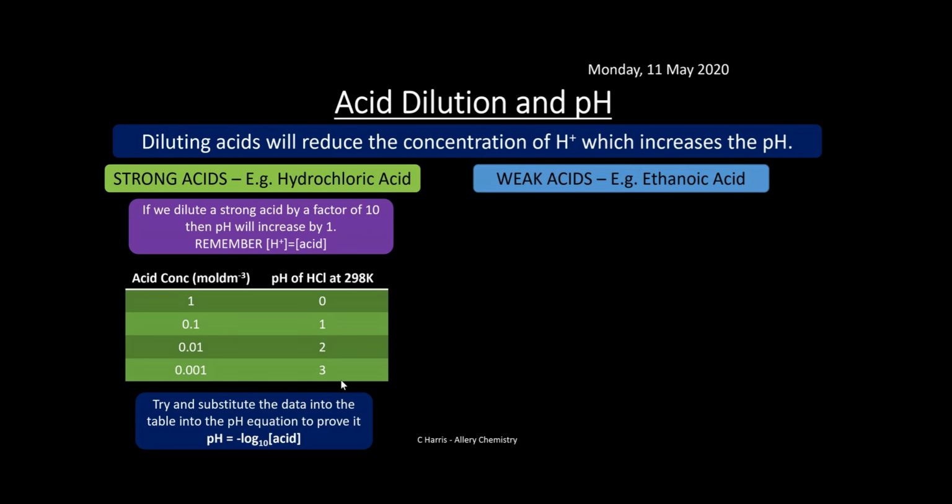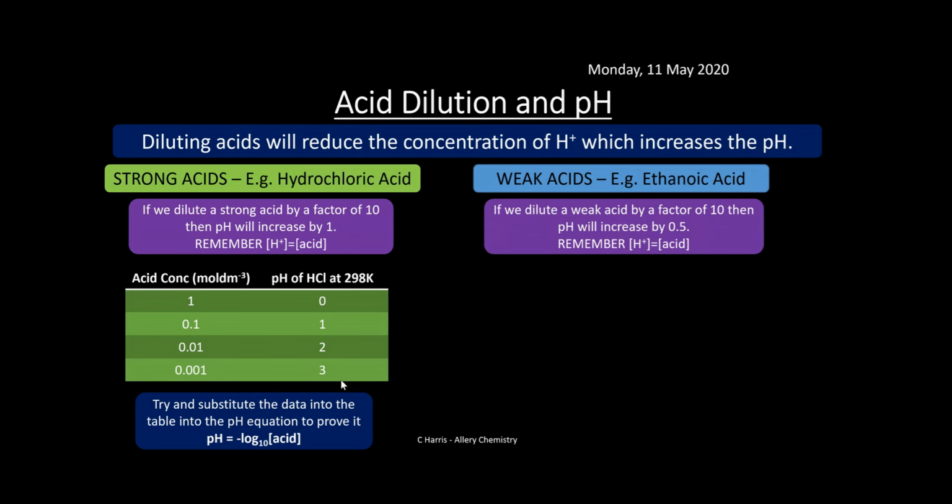Weak acids, so let's look at, for example, ethanoic acid. If we dilute a weak acid by a factor of 10, then the pH will increase by 0.5. So it's not quite the same ratio as what it is for a strong acid.